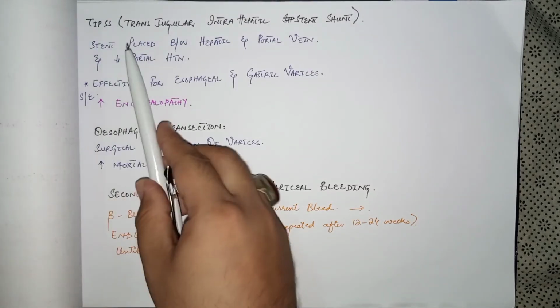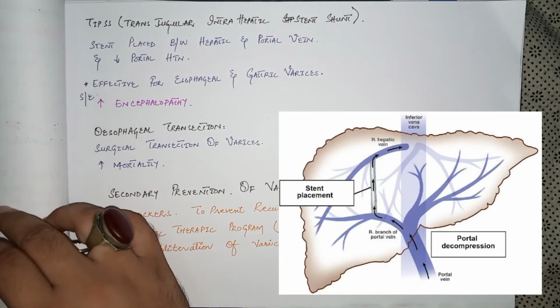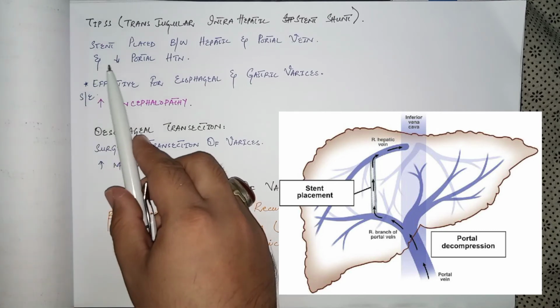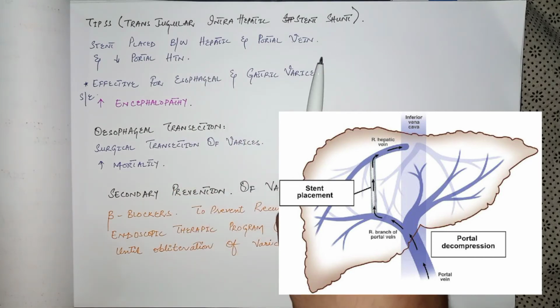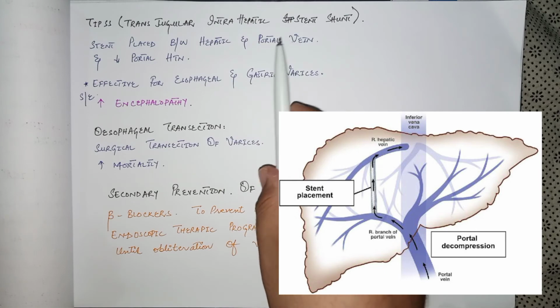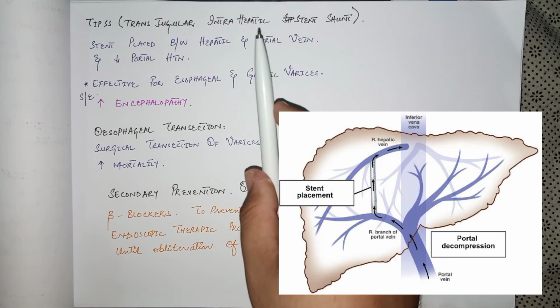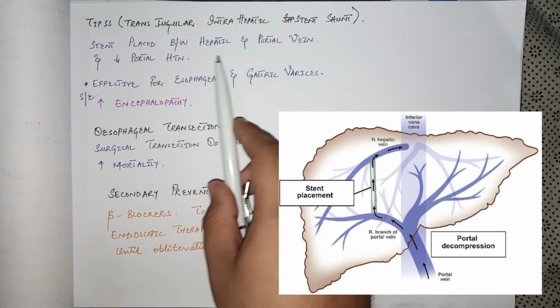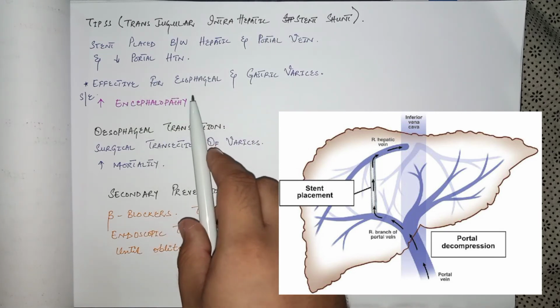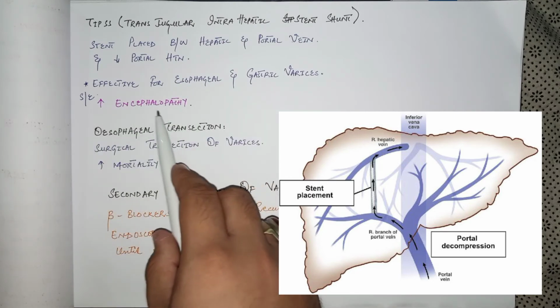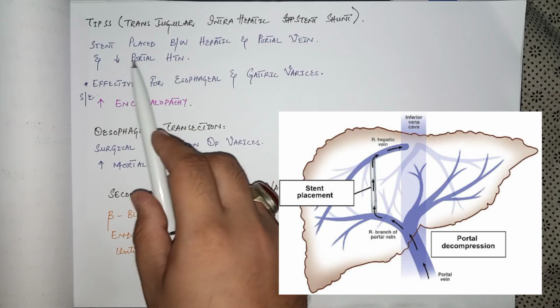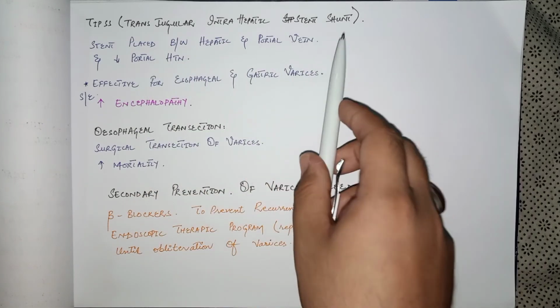The other procedure is TIPS, that is transjugular intrahepatic portosystemic shunt. In this procedure, the stent is placed between the hepatic and the portal vein, and a new pathway is created. Due to this new pathway, the intrahepatic pressure and resistance are decreased. As a result, it reduces portal hypertension. It is very effective for esophageal and gastric varices, but here the side effect is very dangerous: hepatic encephalopathy chances are very high in case of the transjugular intrahepatic shunt.